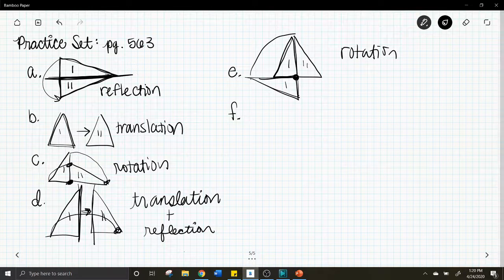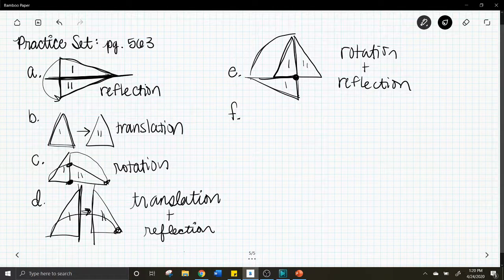How did we get it to look like this? It must have been reflection. Reflection. So the triangle was rotated up and then reflected about this line, so it changed that point. Okay, so those are all the transformations.